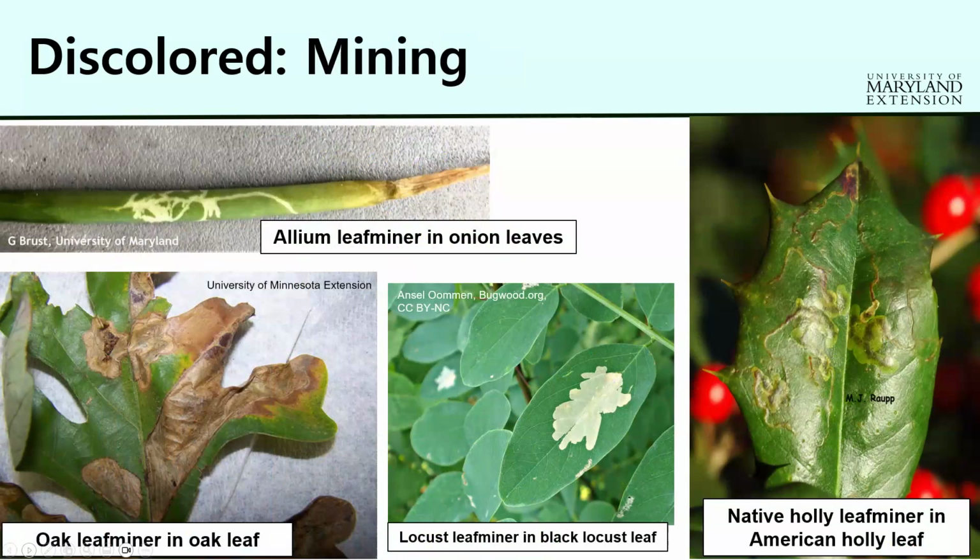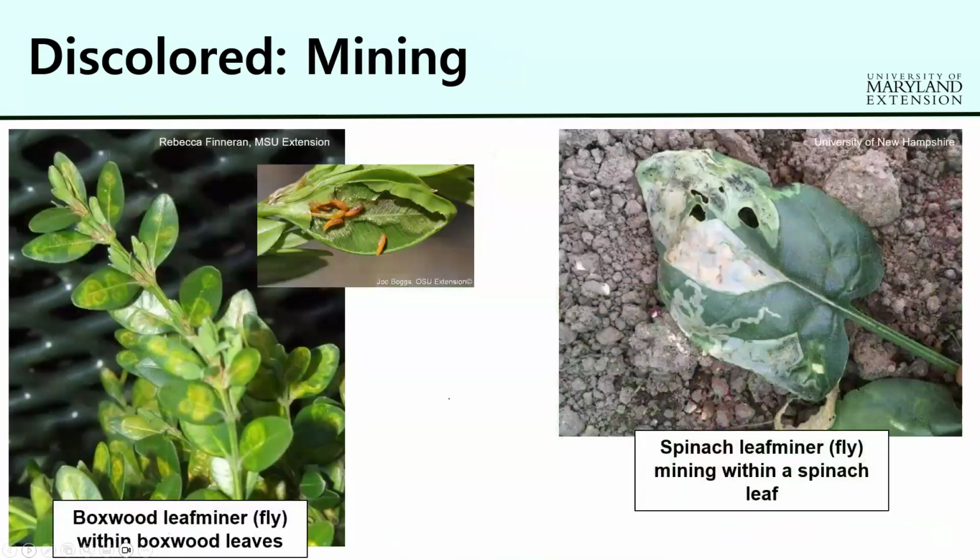We also have mining. We have lots of examples. For sake of time, my apologies if I'm going a little fast, but mining is very unique. There are lots of different shapes, colors, and sizes depending on the insect itself. A newer one we're seeing in our vegetable gardens includes allium leaf miner on onion leaves on our top left. Another common one is boxwood leaf miner.